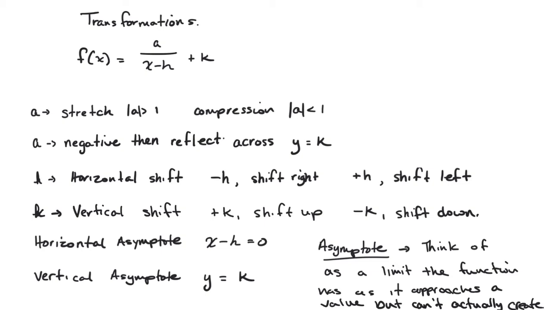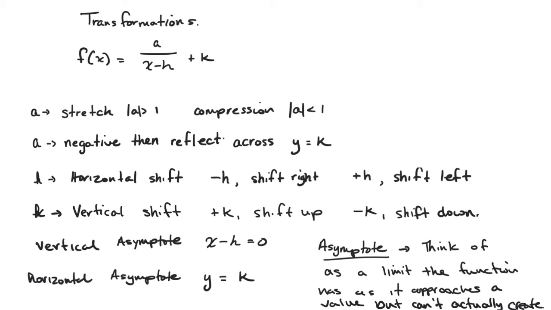I wrote these backwards, I just realized that. Sorry about that. So this is your vertical asymptote, and this is your horizontal asymptote. Your vertical asymptote is x - h = 0, and your horizontal asymptote is y = k.